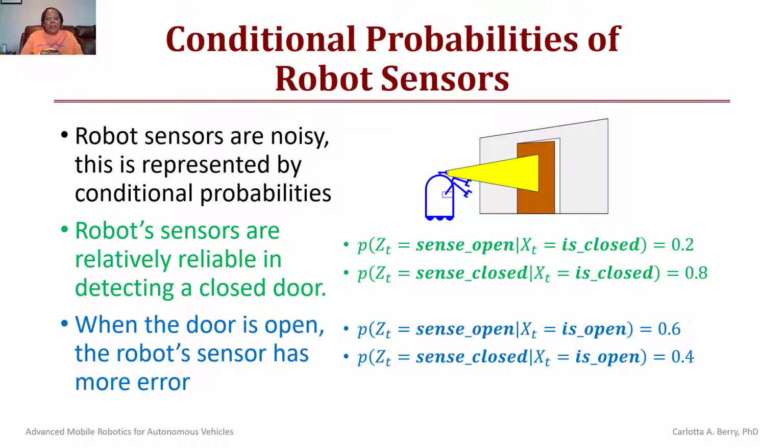And when the door is open, the robot sensor has a little bit more error. It doesn't work quite as well. So the probability of sensing an open door when it's actually open is only 0.6, but the probability of sensing a closed door when the door is actually open is 0.4.